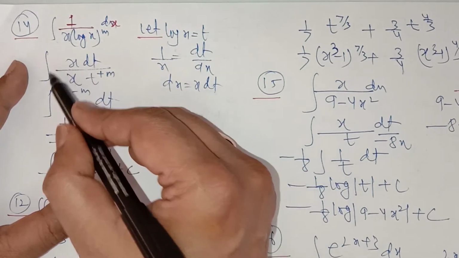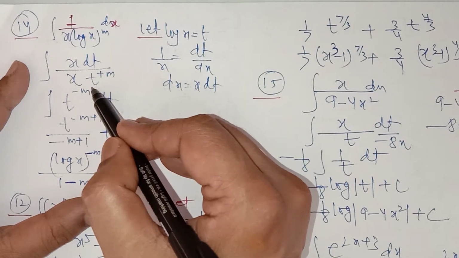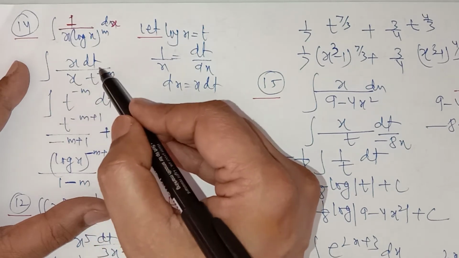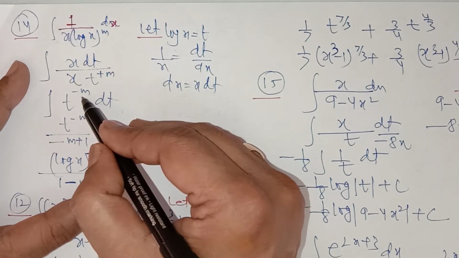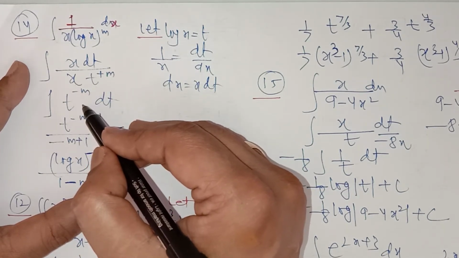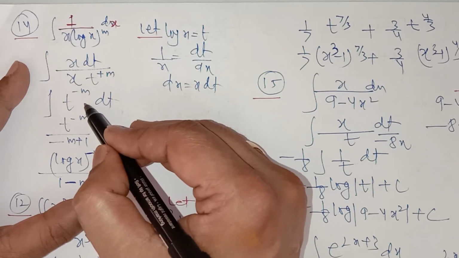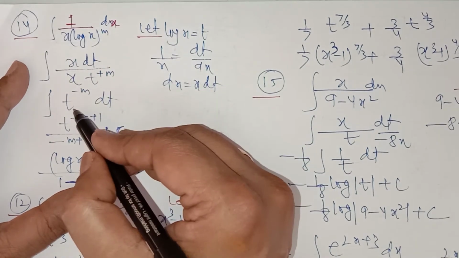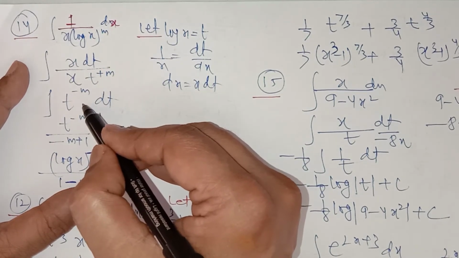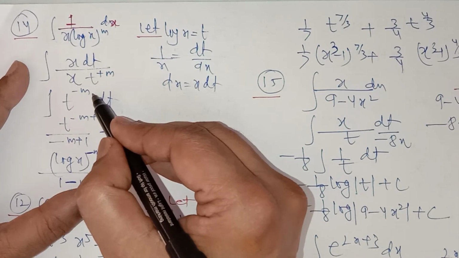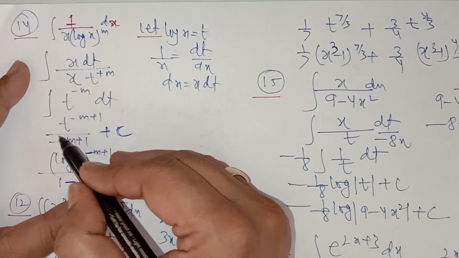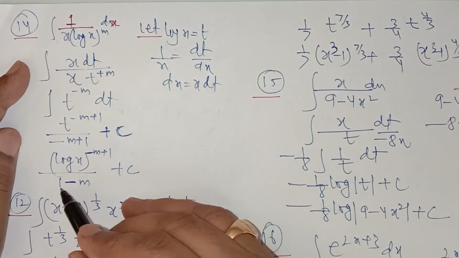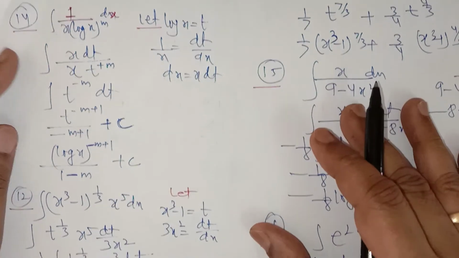Now this is the main step. How do you integrate 1 upon t to the power m? You take t to the power m to the numerator, so it will become t to the power minus m, because we know the formula for the integration of x to the power n, so convert into that form. Now you can integrate: t to the power minus m plus 1 upon minus m plus 1, and replace the value of t, which is log x. So log x to the power minus m plus 1 upon minus m plus 1.